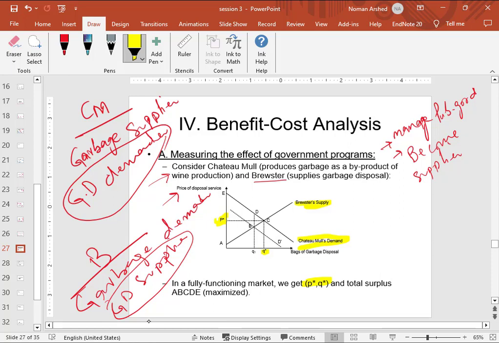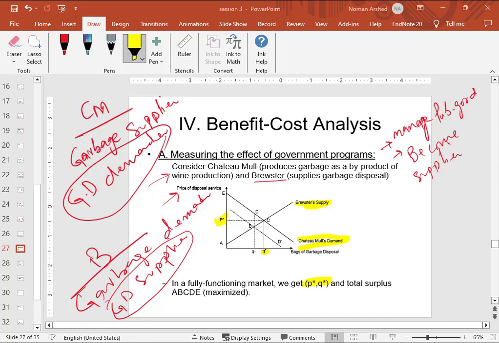of the garbage disposal. That is, the seller or supplier of garbage disposal will charge this much to dispose this much garbage, and since it is equilibrium, Chatrimol will also accept this price as the cost to acquire this much garbage disposal service. I hope this is clear right now.